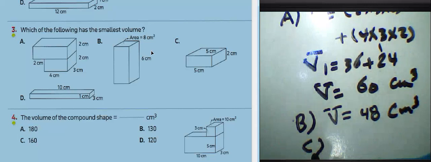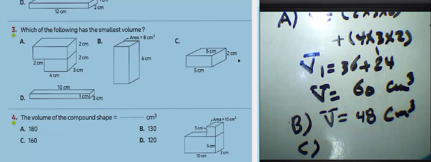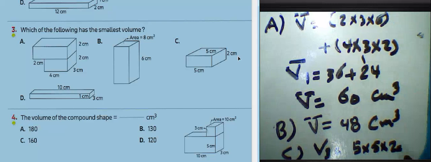And what about letter C? Length times width times height. 5 times 5 times 2. Volume here, 5 times 5 is 25, 25 times 2 equal 50. And what about letter D? 10 times 1 times 3, it will be 30.